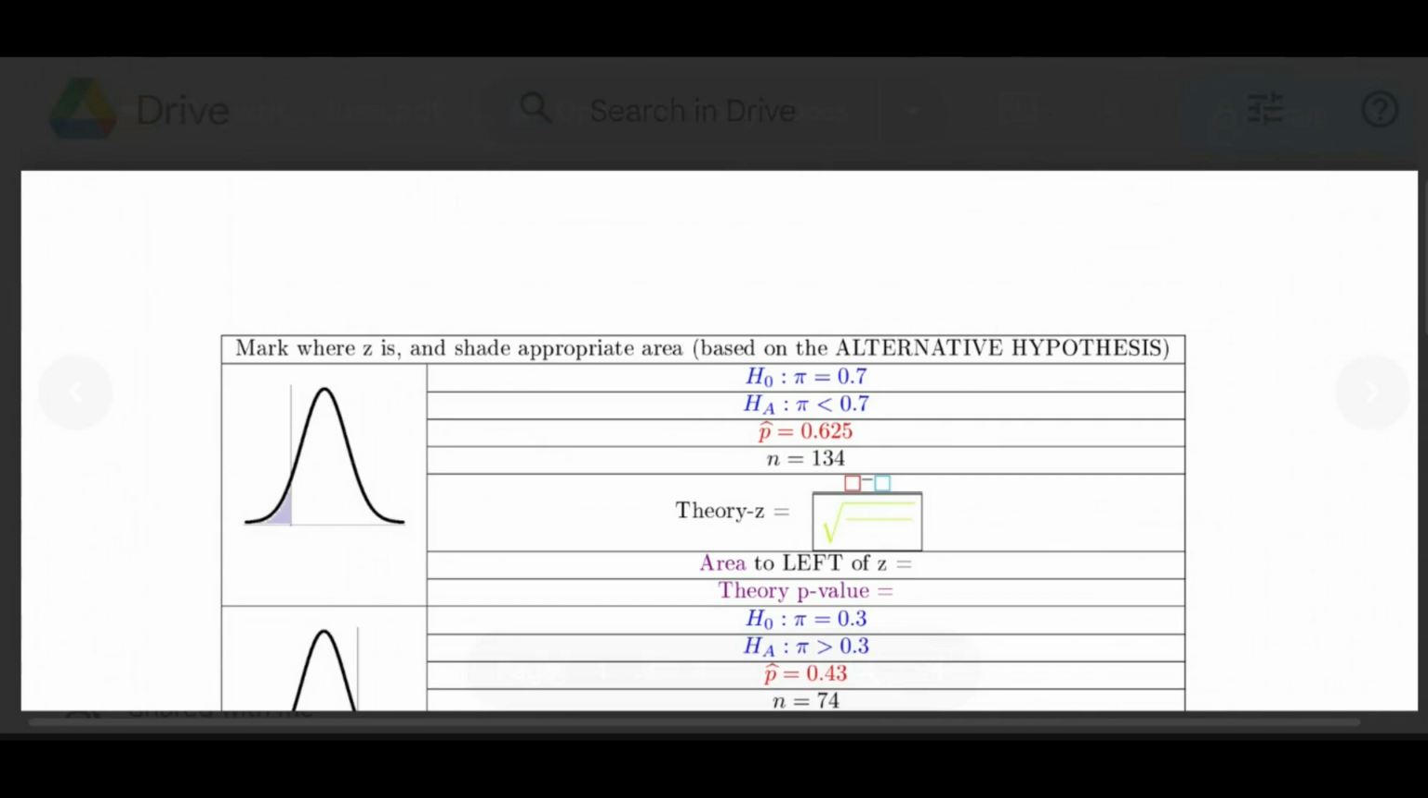Now, if you have problems, just give me a shout. All right, I'll help you. And that's going to give us the theory Z. I think it's all with calculating.